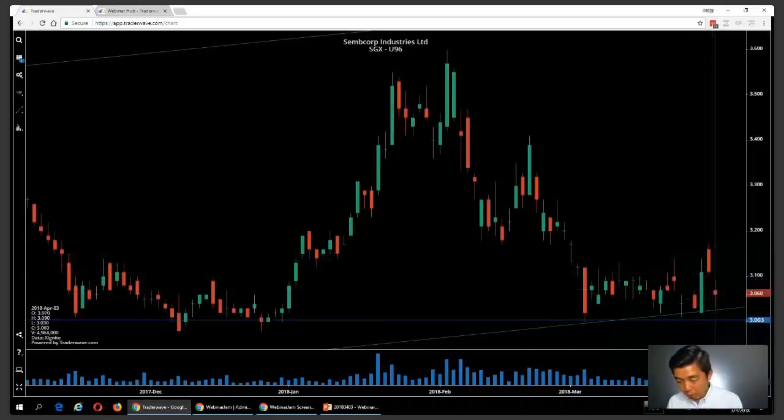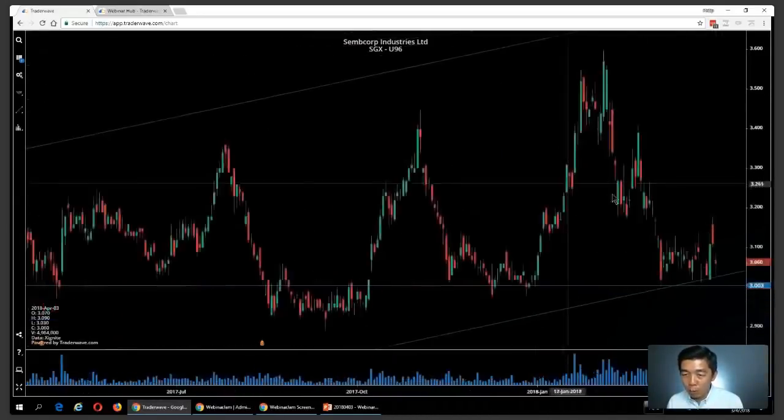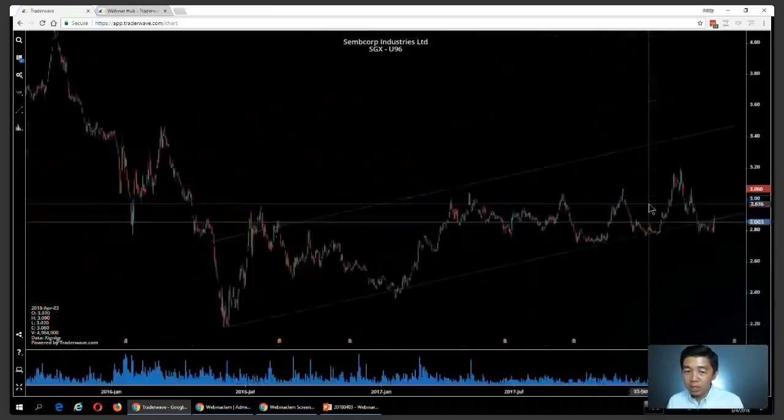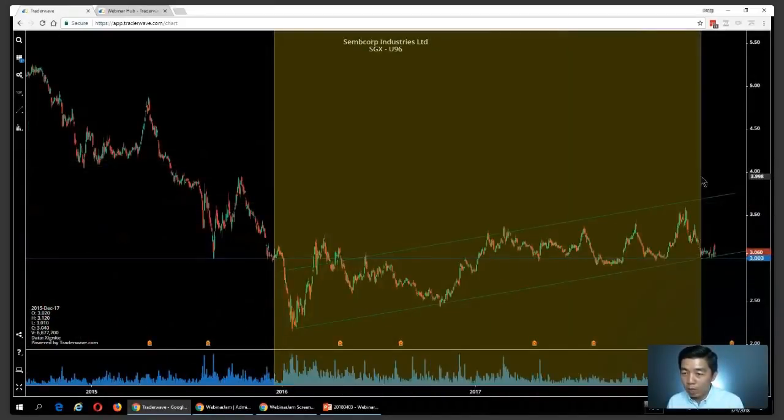But do you notice that the pulling back is on thinning volume as well? It means to suggest that this support is still holding very well. And as such, this could potentially be the pullback trade that we are looking at.